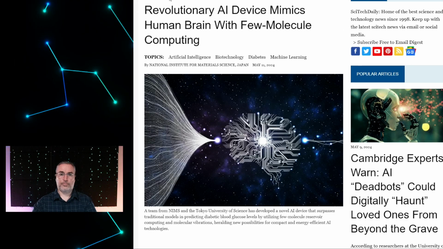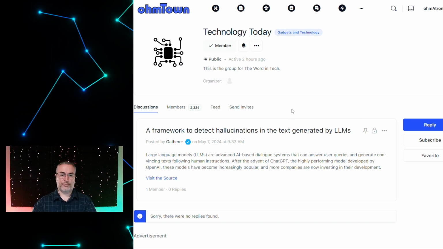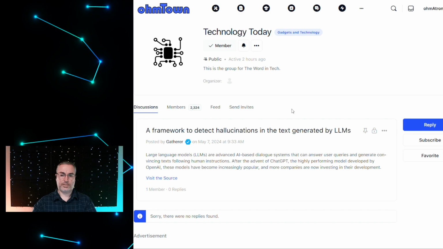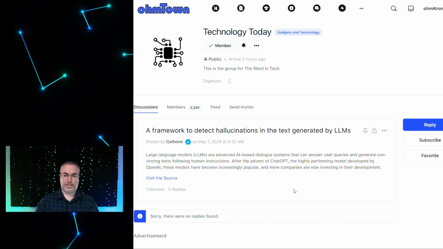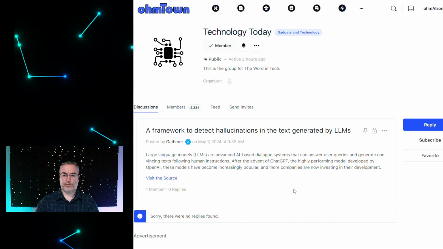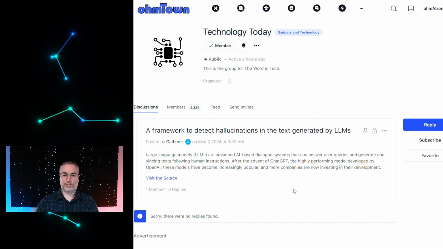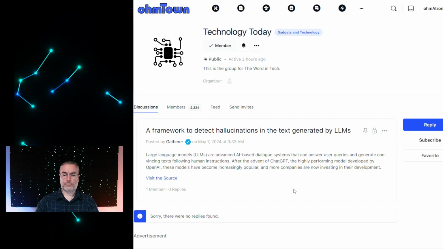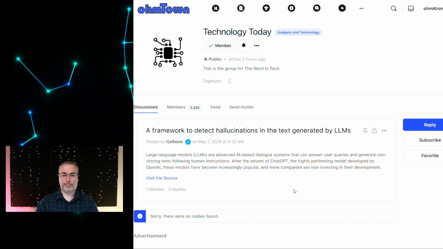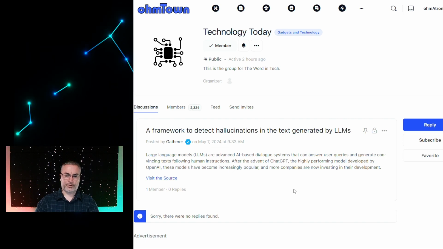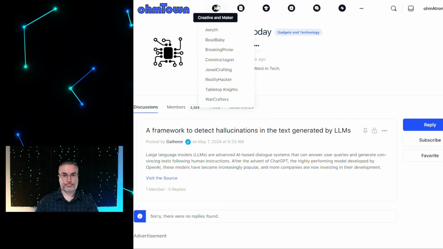Let's keep going though. The next article is over in Technology Today: a framework to detect hallucinations in the text generated by LLMs. Large language models are advanced AI-based dialogue systems that can answer user queries and generate convincing text following human instructions. After the advent of ChatGPT, the highly performing model developed by OpenAI, these models have become increasingly popular, and more companies are now investing in their development.